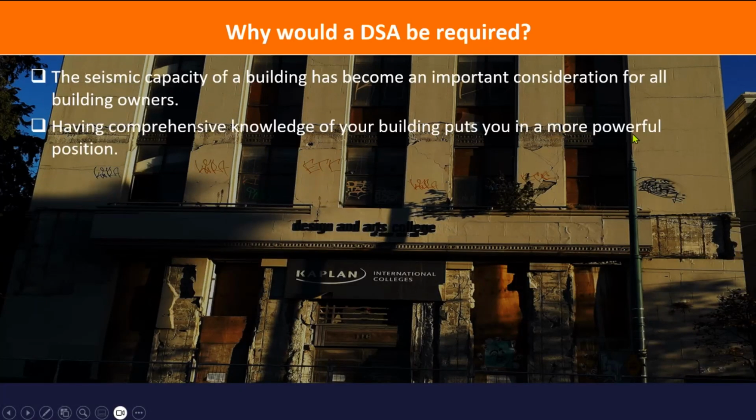Yeah, so it should be an important consideration. For many, many years, building owners didn't care about the building performance in an earthquake. The building was standing up, what's the problem? Well, until an earthquake comes along, that's the problem.